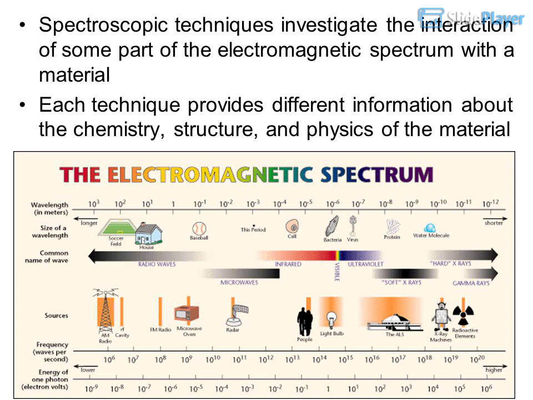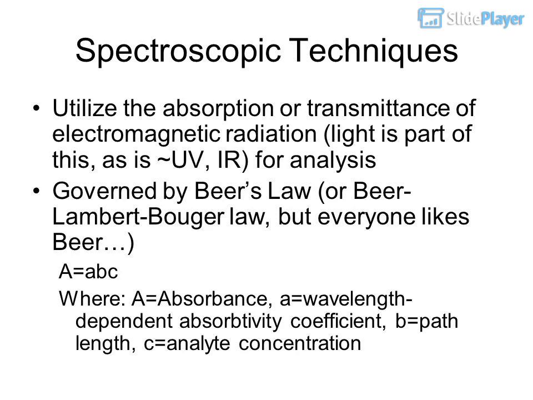Spectroscopic techniques investigate the interaction of some part of the electromagnetic spectrum with the material. Each technique provides different information about the chemistry, structure, and physics of the material. Spectroscopic techniques utilize the absorption or transmittance of electromagnetic radiation. Light is part of this, as are UV and IR, for analysis.